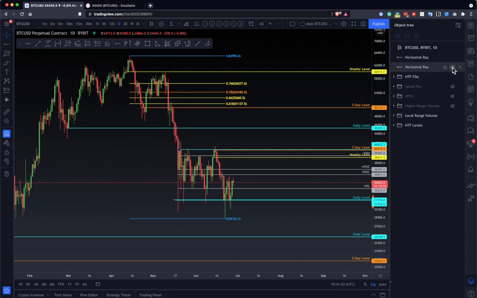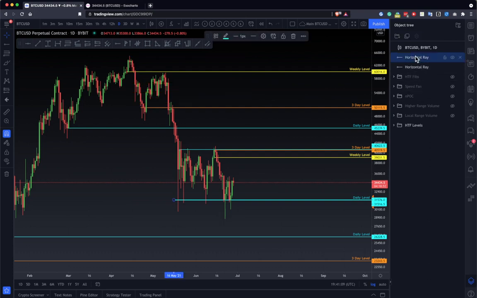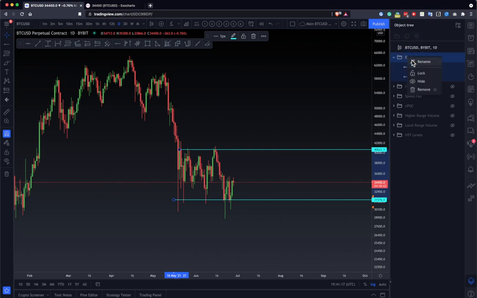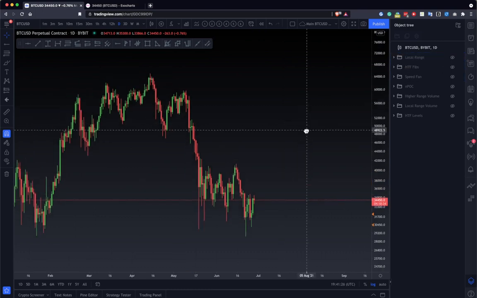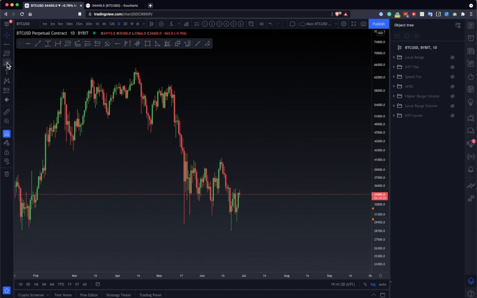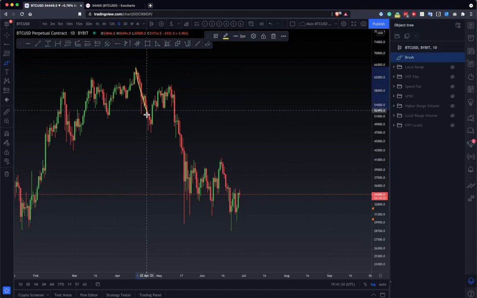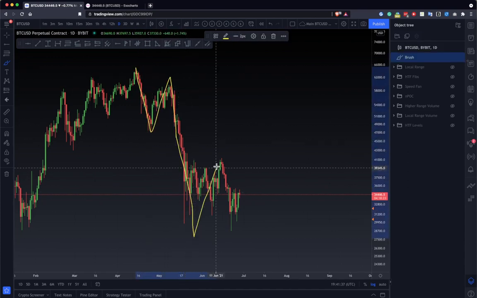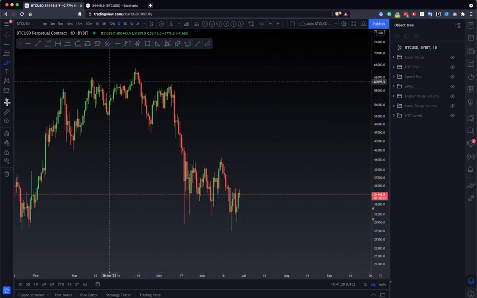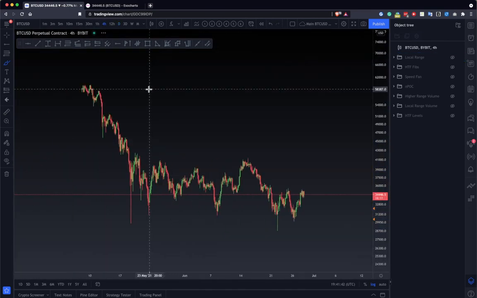It's the market structure. Let's just mark these two as the local range. If you look at the market structure, you see that it goes up, down, up, down. Sorry, let's go again.